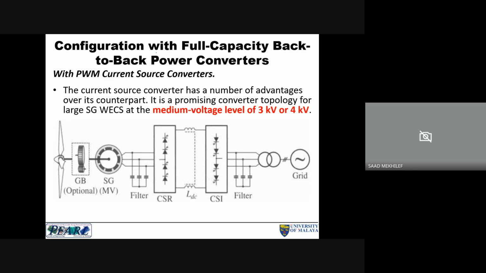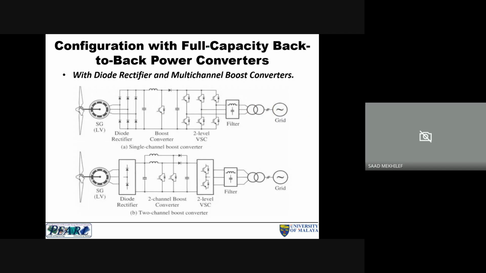Also, the configuration with full capacity back-to-back. We have on one side a rectifier, and on the other an inverter, and both of them are current source. Usually we're talking about medium voltage between 3 to 4 kilovolts. With the full back-to-back converters, there are also diode rectifiers and multi-channel boost converters.